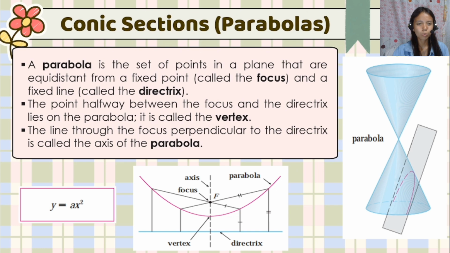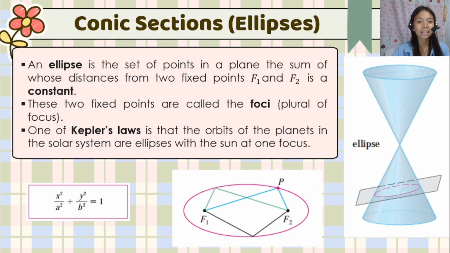So now let us move on to the ellipses. An ellipse is the set of points in a plane where the sum of distances from two fixed points, F1 and F2, is constant. The two fixed points are known as the foci of the ellipse. A notable example is Kepler's law, which states that the orbits of the planets in our solar system are elliptical with the sun at one focus. The standard form of an ellipse is x squared over a squared plus y squared over b squared is equal to 1.